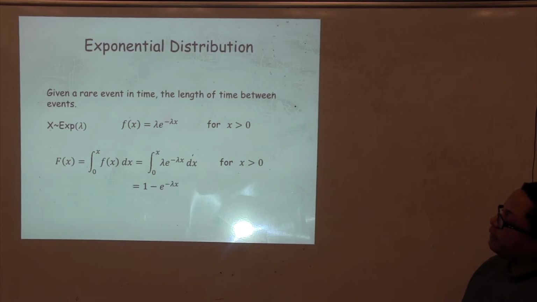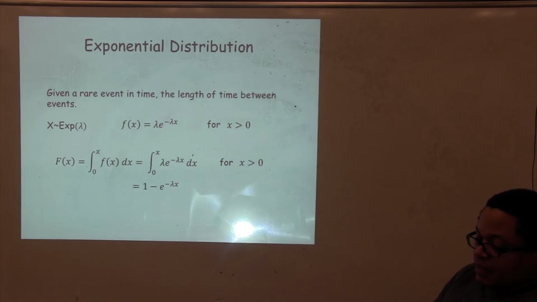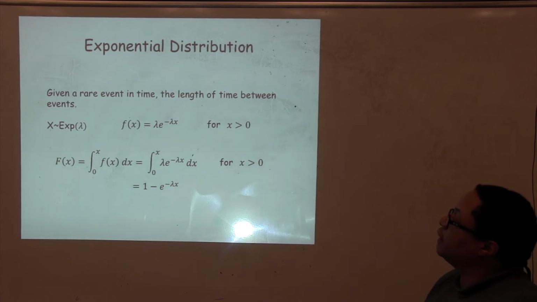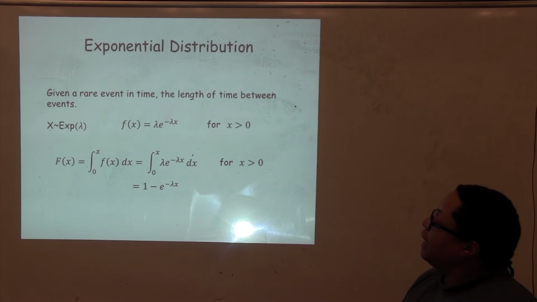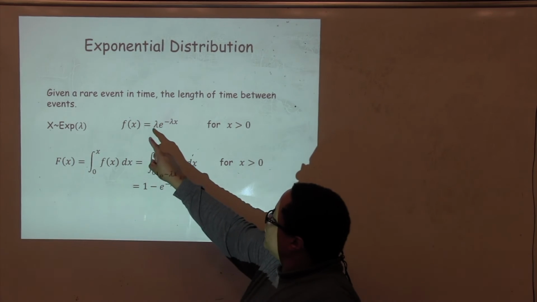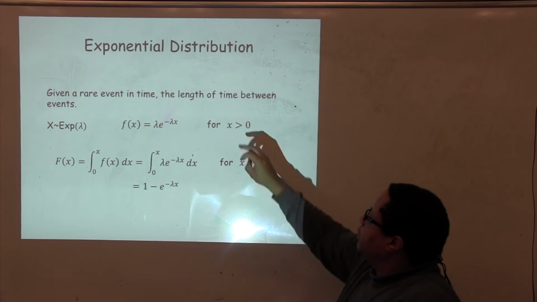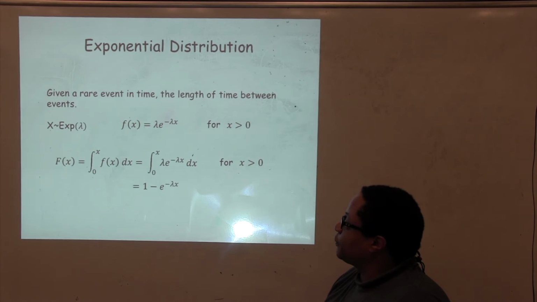So we have a rare event in time. And given this rare event, we said that the probability of describing the amount of time before you see an event or between events is governed by this exponential distribution. And we said that the density function, f of x, is lambda e exponentiated to the minus lambda x, and it's defined for all x or times greater than 0.